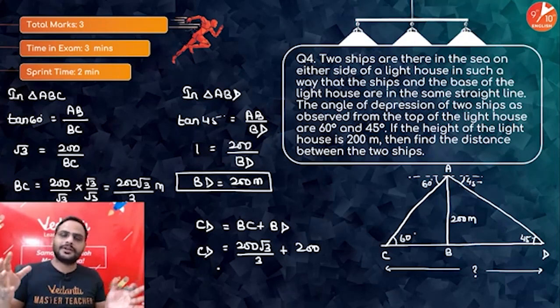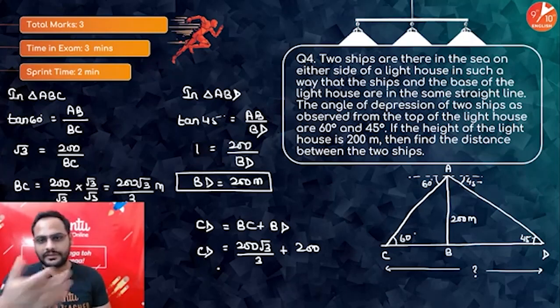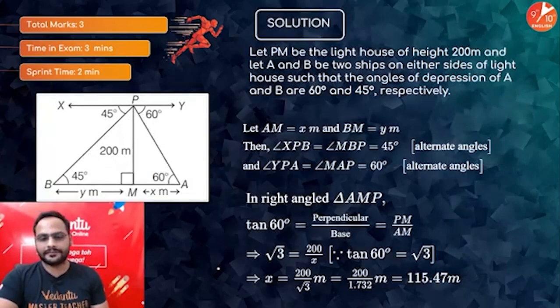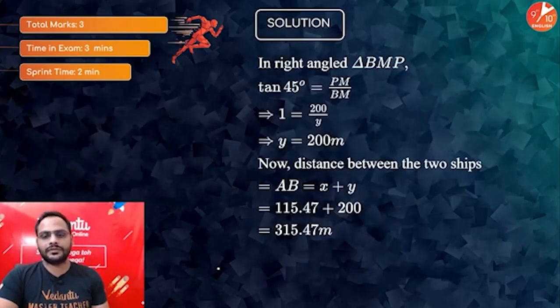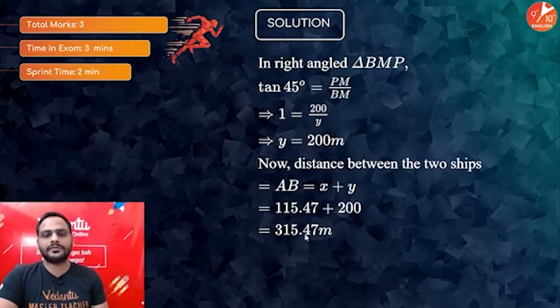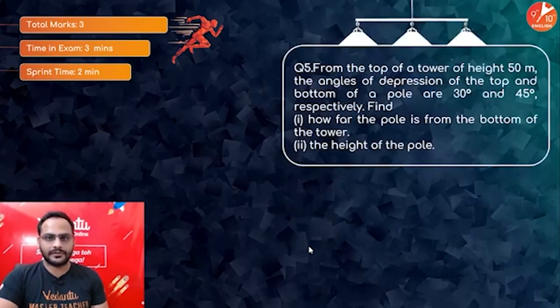Alright, if you want root 3, you can write it as 1.73. Simplify it, but even if you leave it over here, that is also fine. Okay, so this value 200 root 3 by 3 is around 115 meters, plus that 200 meters, so around 314 meters will be your answer.